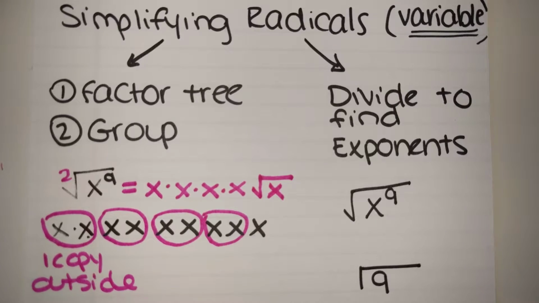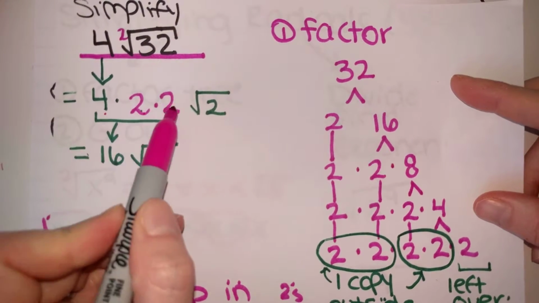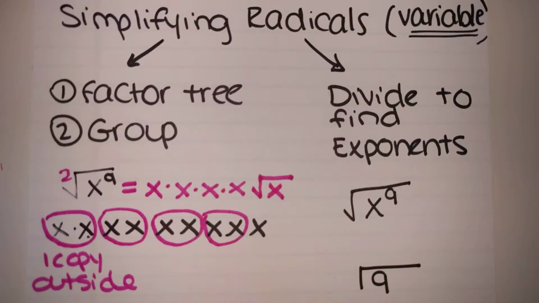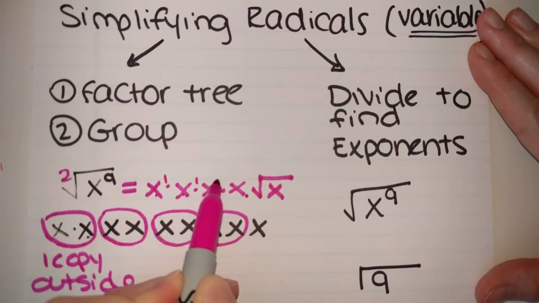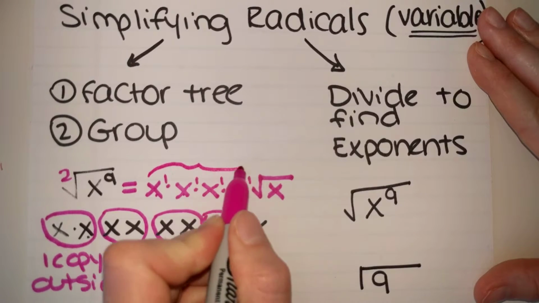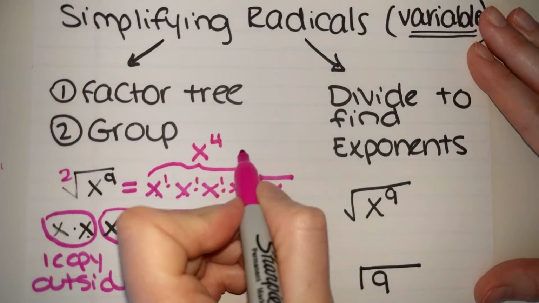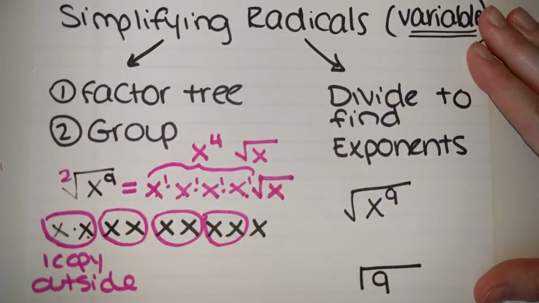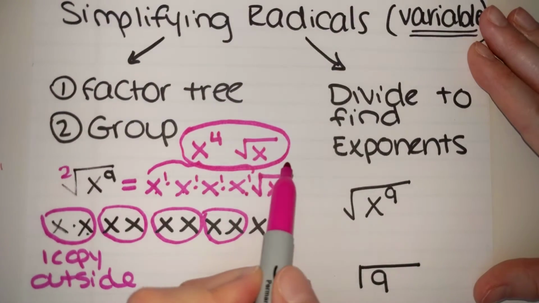Now, just like what we did over here with our 4 square root of 32, when we had 4 times 2 times 2, we multiplied all those together. So the same thing is going to happen here. We're going to have to multiply x times x times x times x. And remember, when you multiply exponential terms, you add their exponents. So all of these x's, when I add their exponents, will become x to the 4th, and then I'll still have the square root of x. So that will be our final answer, x to the 4th square root of x.